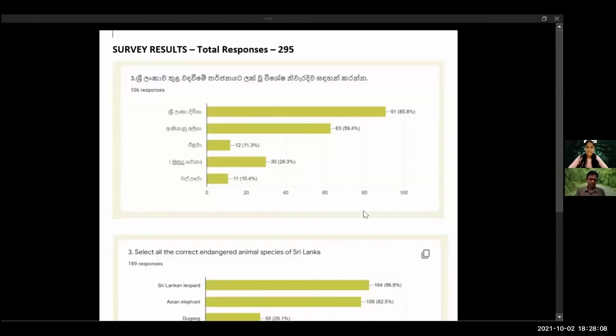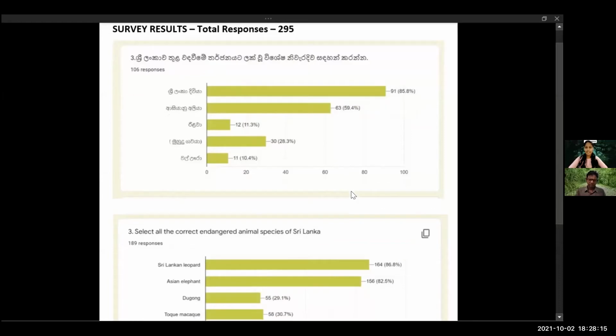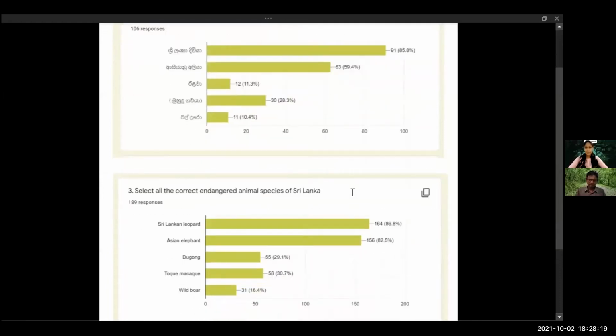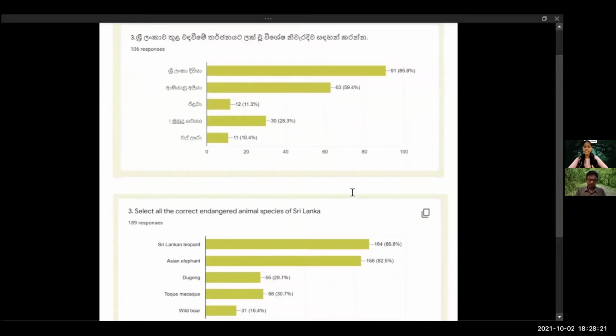So when it comes to endangered animals, there are various groups of endangered animals. As you can see, some are quite obvious, like the Asian elephant, leopard and sloth bear, while there are some species that are not so obvious and not very well known by us, such as the toque macaque. Irrespective of the category, sir, how can we take measures to protect them from being endangered?